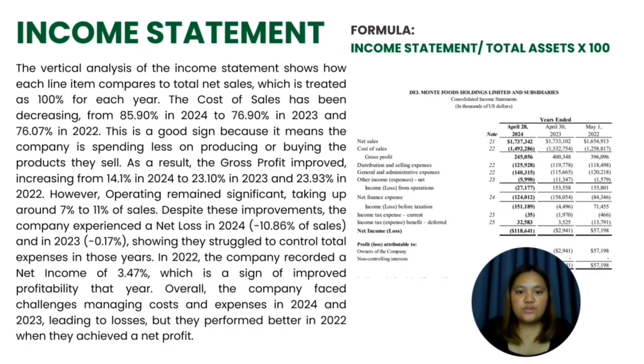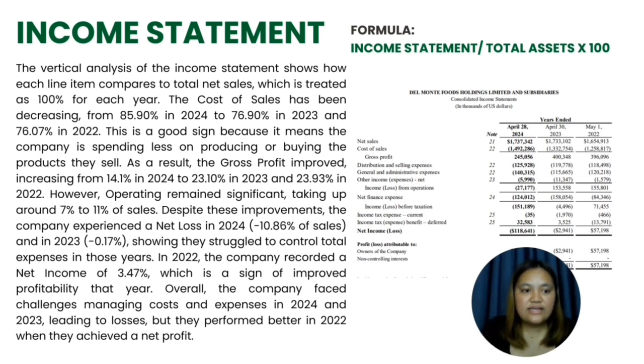So let's go to the income statement. The formula for the income statement is income statement item divided by the total net sales times 100 to get the percentage. The vertical analysis of the income statement shows how each line item compares to total net sales, which is treated as 100% for each year. So it is 100% in the three consecutive years.